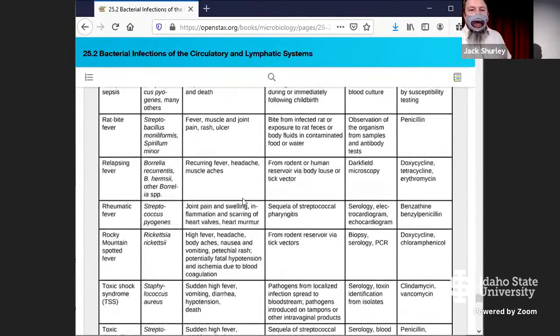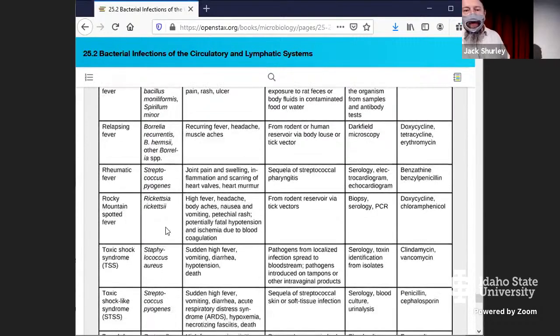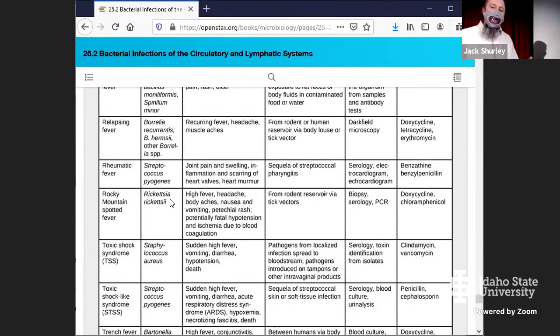Okay, real quickly, we'll just mention these. The relapsing fever, different Borrelia, rheumatic fever with Streptococcus pyogenes, as this ultimately is a consequence of strep throat, where it comes in and causes issues. The spotted fever, Rocky Mountain spotted fever, is Rickettsia rickettsii. I maybe said that was a Borrelia before. It's not, it's Rickettsia. But Willy Burgdorfer was studying those guys.